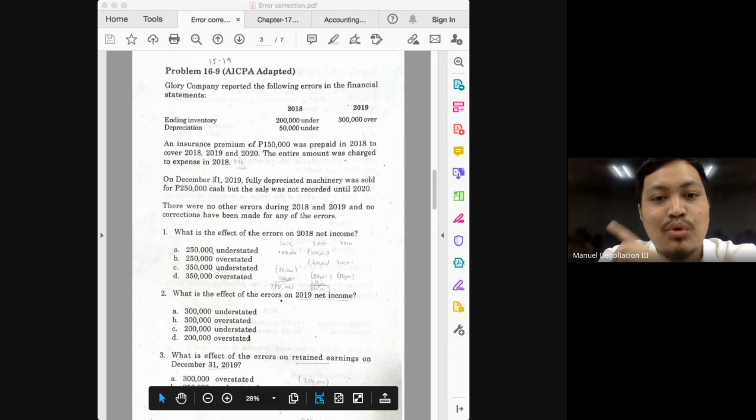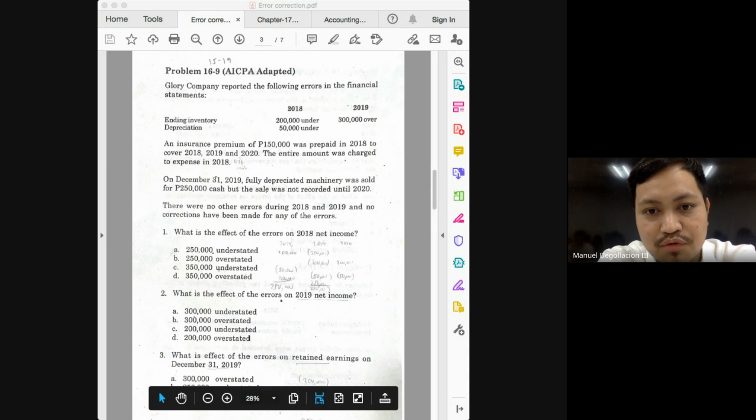Okay, but since it was not recorded in 2019, that means in 2019, the gain was not recorded, even though it should have been recorded in 2019. And for that, what's the situation? Our net income must be understated in the amount of 250 due to an unrecognized or unrecorded gain on sale. So there will be an understatement of 250. So far, what do we have?